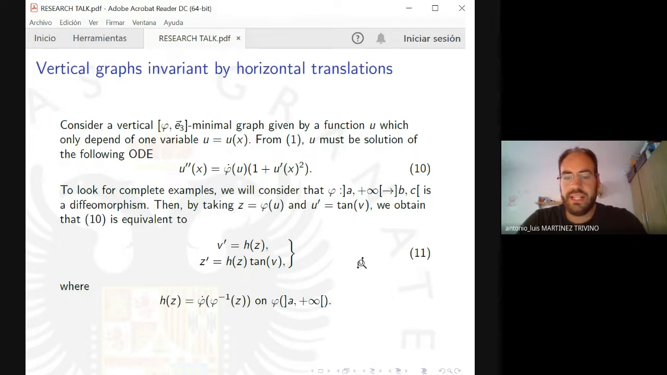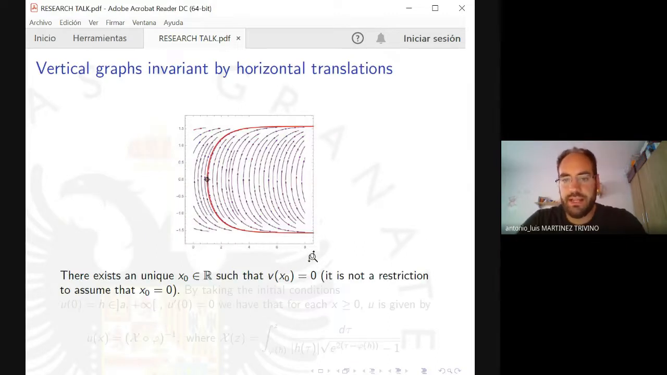To look for complete examples, we will consider that phi is a diffeomorphism. Then, under this condition, we can take the following change of variable, and we obtain that the previous equation is equivalent to the following system 11, whose phase diagram is given by the following picture. A consequence of this diagram is the following. Fix an orbit in this picture, then there exists a unique real number such that the tangent is 0.